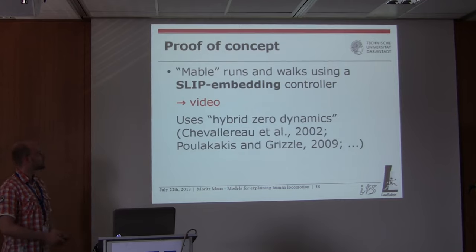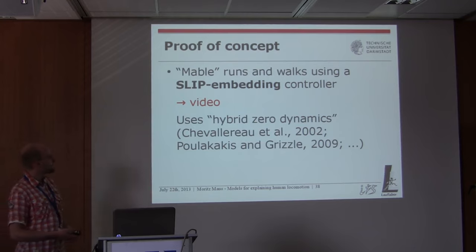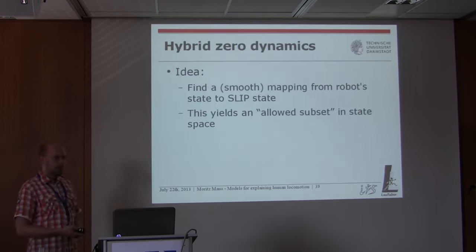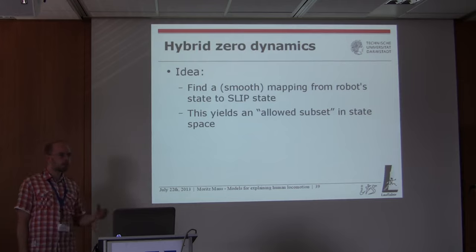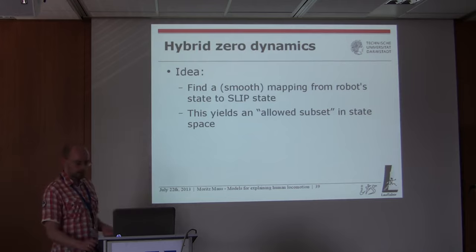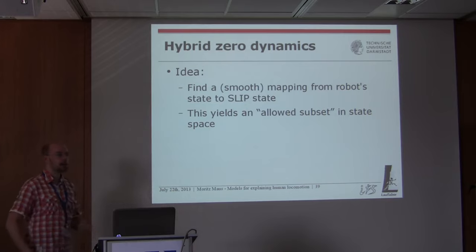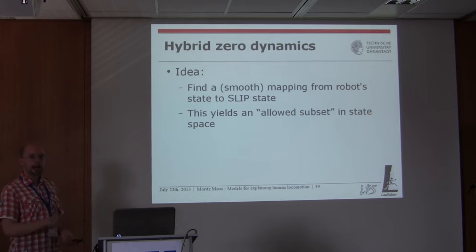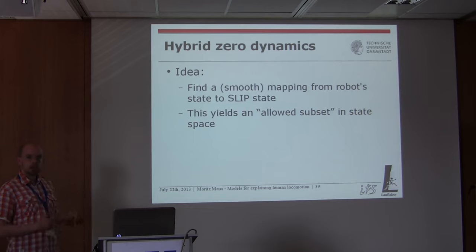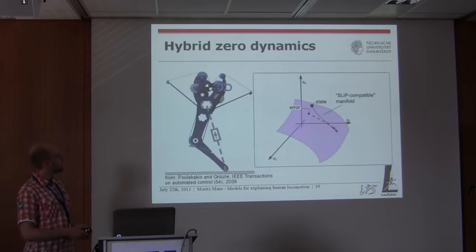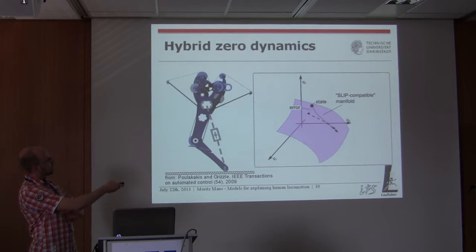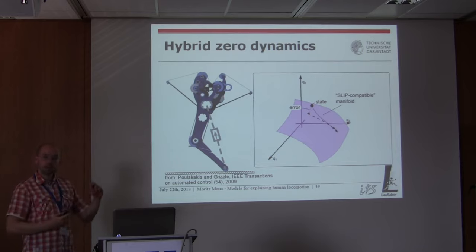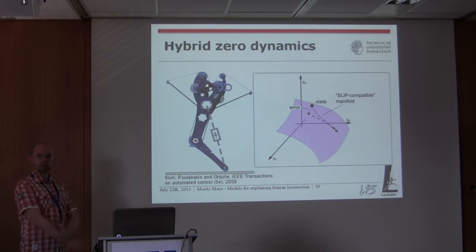And the approach is to use hybrid zero dynamics. The idea is to find a smooth mapping from the robot state to the SLIP state. So the robot has more degrees of freedom, it has internal states, and SLIP is highly reduced. My robot has a higher dimensional state space than SLIP, so I want to find some restrictions which give me an embedding of SLIP. So if I say this is my current state, which is incompatible with my mapping to SLIP, then I know this is my error. But if I would not have an error, then I would just follow the SLIP motion.